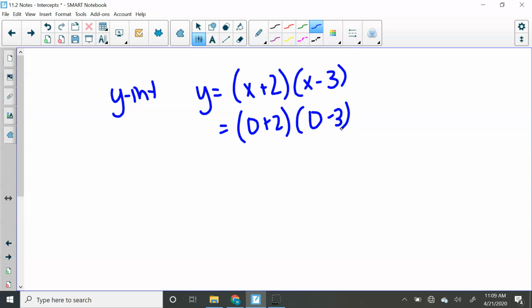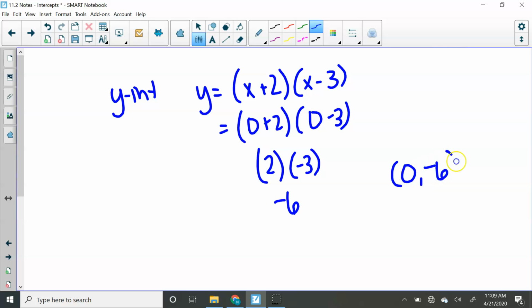And you're going to get 0 plus 2 is 2. And 0 minus 3 is negative 3. And so 2 times negative 3 is negative 6. So you would have a y-intercept of 0, negative 6. You might see that this week as well. It might be a little bit different. So hopefully that helps as far as doing the work for the rest of the week.